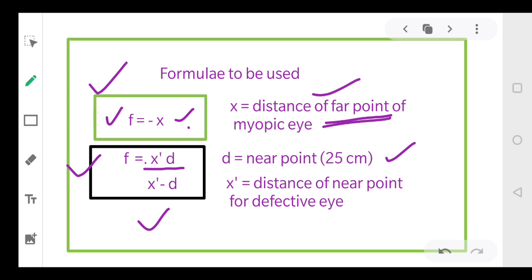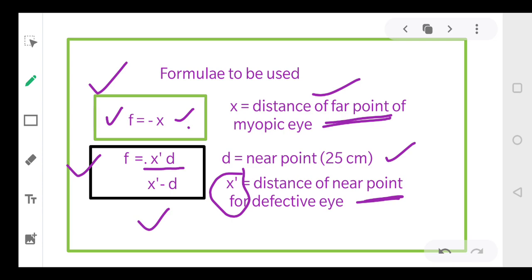D is 25 centimeter, and x dash will be the distance up to which the person can see. So this distance is your near point, because in case of hypermetropia, we have a problem in seeing nearby objects. So x dash is the distance up to your near point in case of a defective eye. Clear?